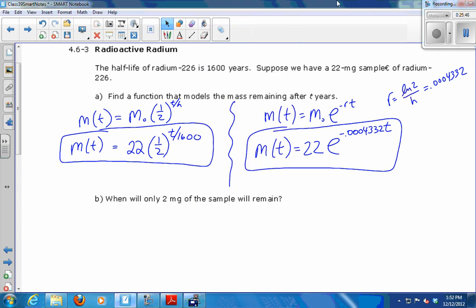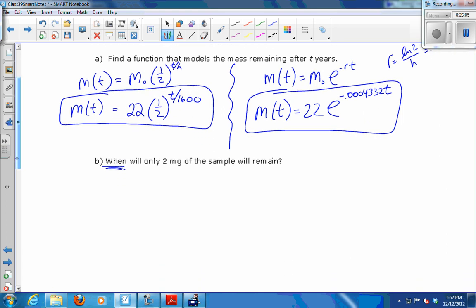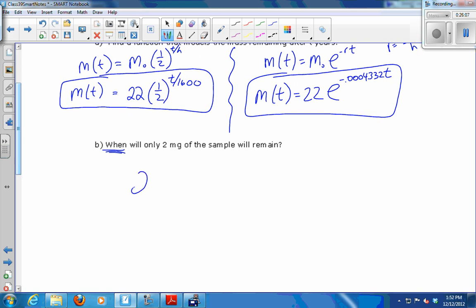Now if I want to know when only 2 milligrams of the sample will remain, they're asking when, so I'm going to be solving for time. I'm going to put a 2 in for M of t, the output. And you can pick either equation because we just saw that they're exactly the same. So whichever one you want to use, you can go ahead and use that one. I think I'll use the e one.